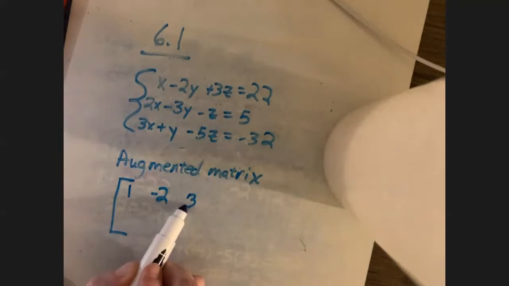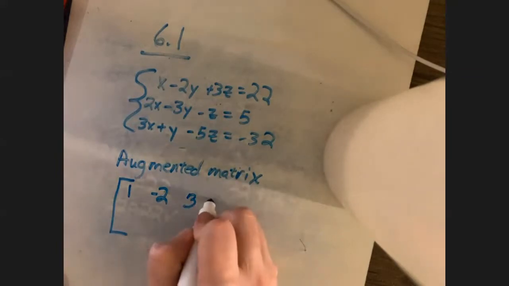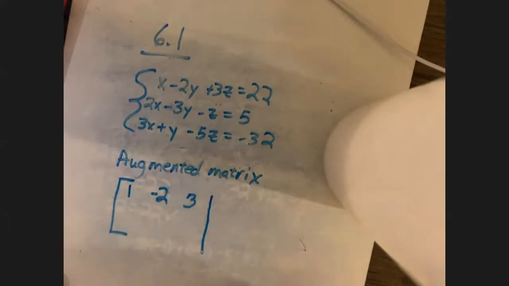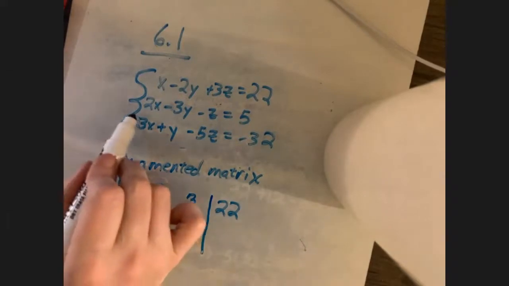Do we follow so far? Okay. Then I draw a line that is my equals line, so that I'm separating my letter side from my number side. And then I'm going to put 22 over there on that other side. Okay. So then the next line is going to be my next equation.